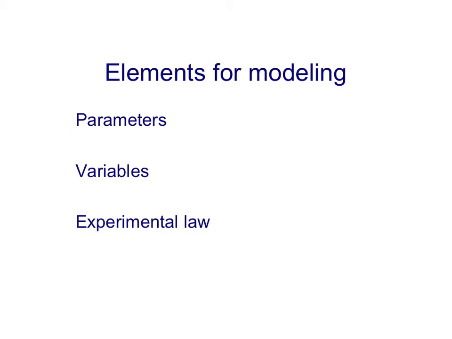For modeling a physical system, we need to identify, first of all, what are going to be our parameters, our variables, and the experimental law to be used. Parameters are physical variables which are not going to change with respect to time. Variables change with respect to time, and we will need some experimental law from physics, chemistry, or other science.